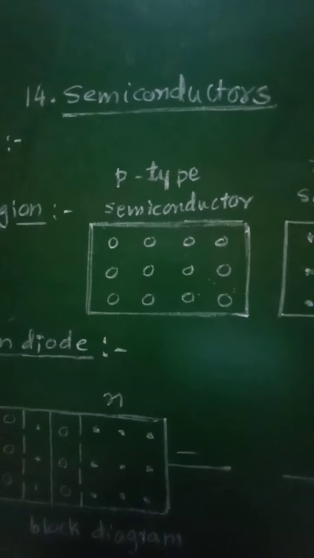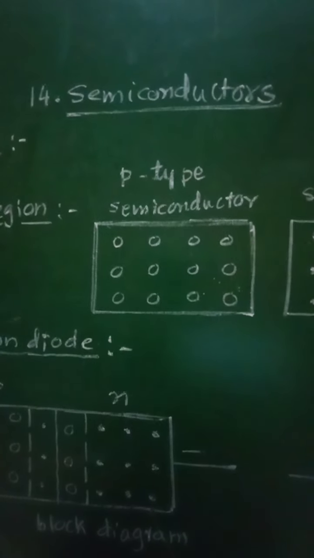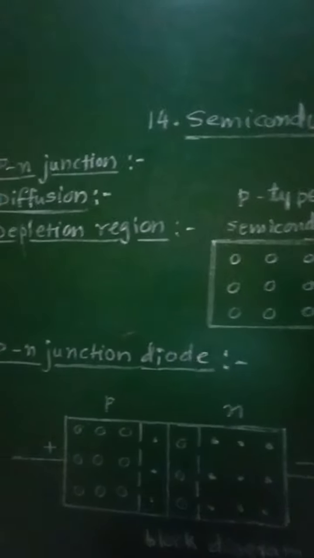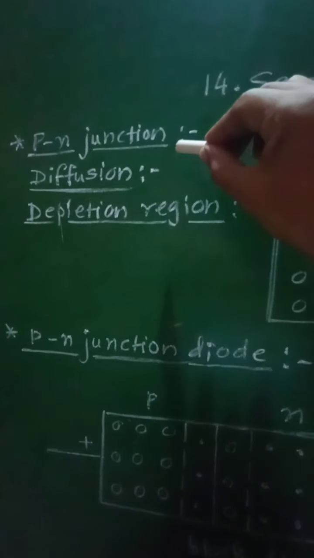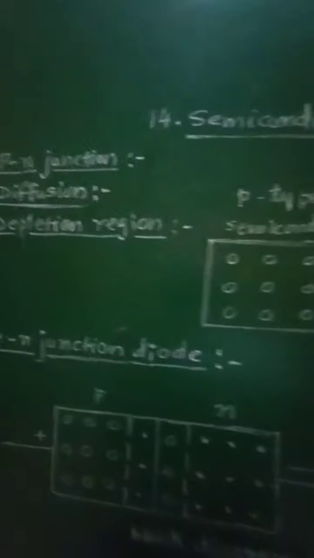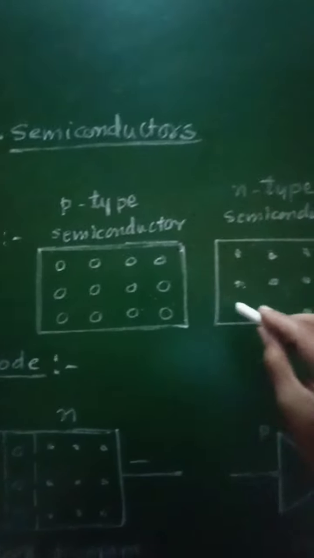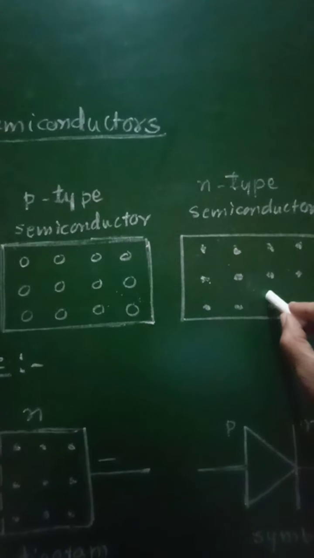Class 11th, subject physics, 14th chapter, semiconductors. From the chapter, let us see the p-n junction. We know that there are two types of semiconductors, p-type semiconductor and n-type semiconductor.